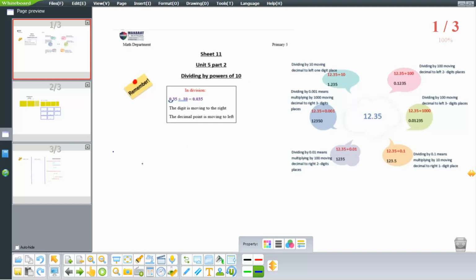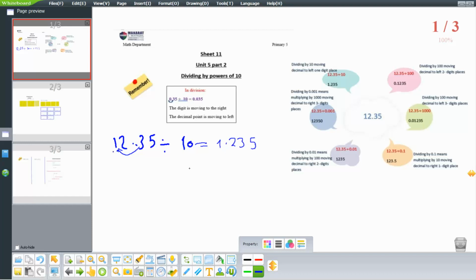Okay, let's see if we have a number like 12.35. If I want to divide 12.35 by 10, we move the decimal point to the left. So we are going to move it here, and it will be 1.235, right?